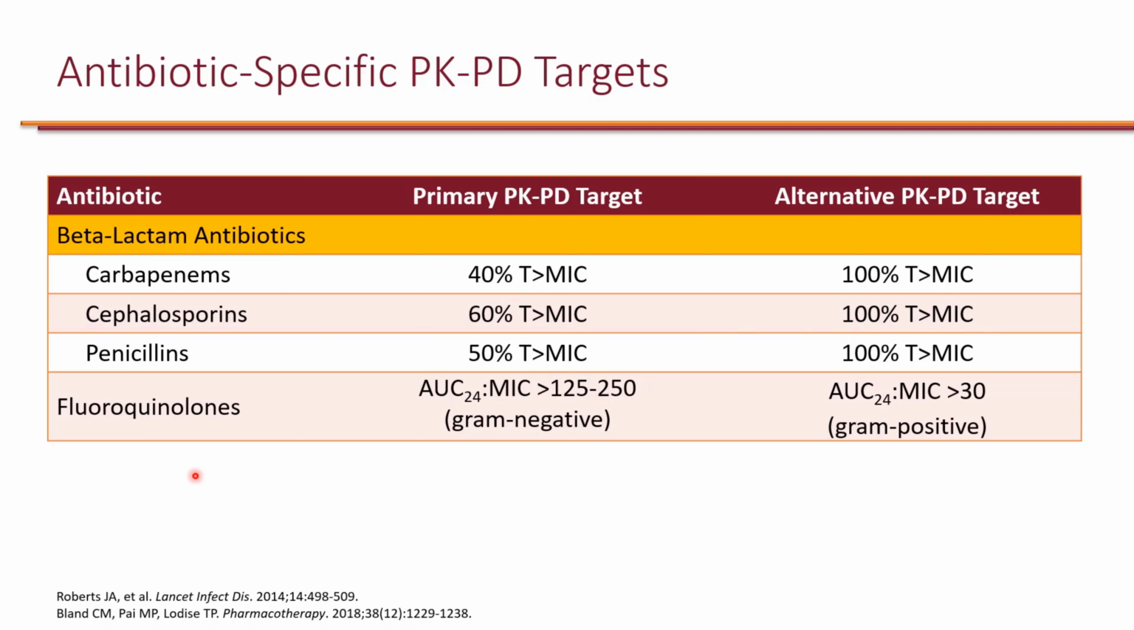For fluoroquinolones, you can see that the PK/PD target is AUC to MIC. The majority of the data is with gram-negative organisms, so an AUC to MIC ratio of more than 125 to 250 is proposed as required for gram-negative activity. For gram-positive, a lower target of at least 30 is proposed.